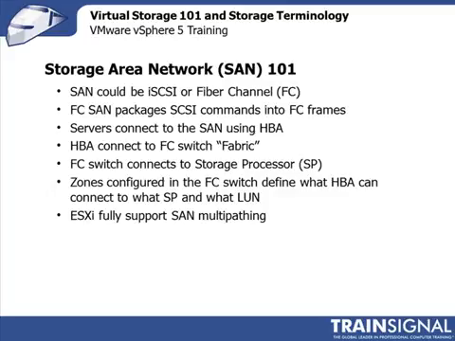I'm going to have a graph here that shows you how each of those different components connect together, but I just want to give you some quick one-liners here. Zones are configured in the Fiber Channel switch and define which HBA can connect to what storage processor and to which LUN. And then you have ESXi, which fully supports SAN multipathing, which means you can have more than one path to the storage, and that's another advantage of Fiber Channel SAN. Even though you can do it with iSCSI and NFS, it's not as resilient as it is with Fiber Channel, where you have more than one path to your storage.